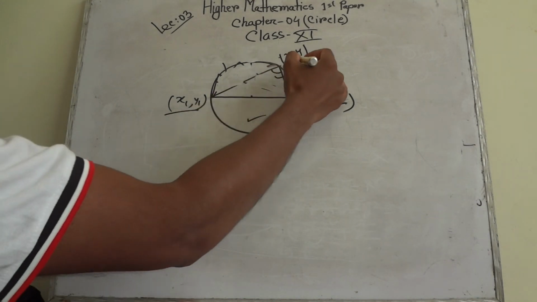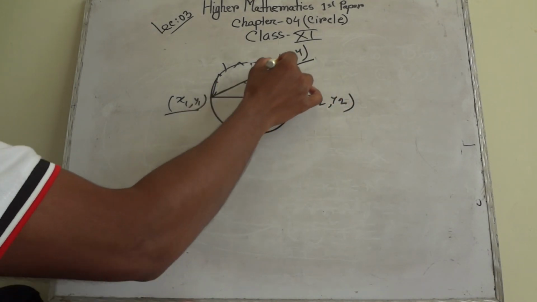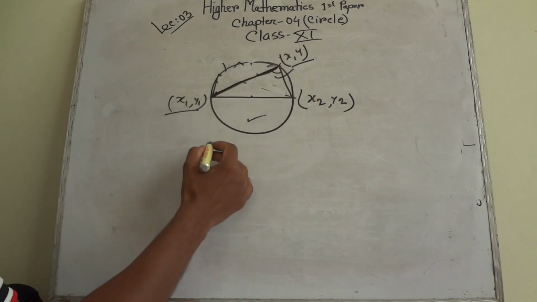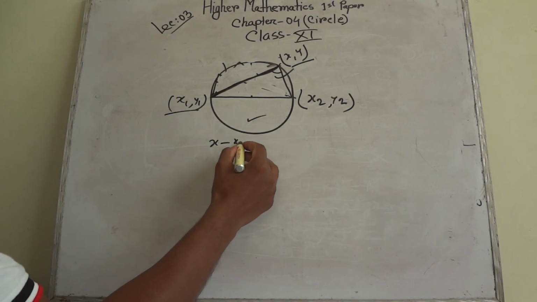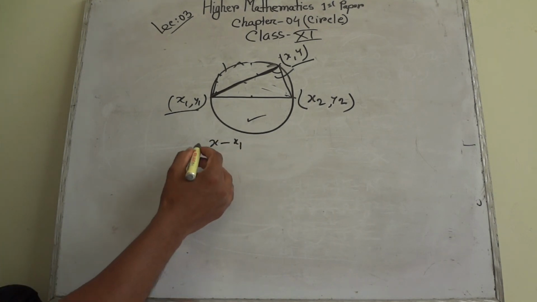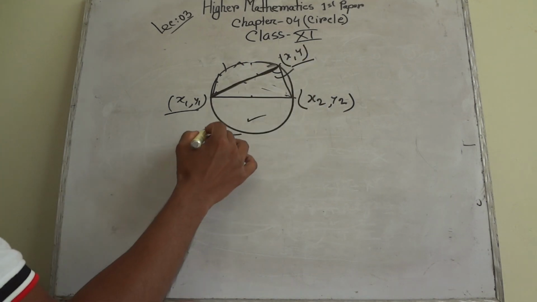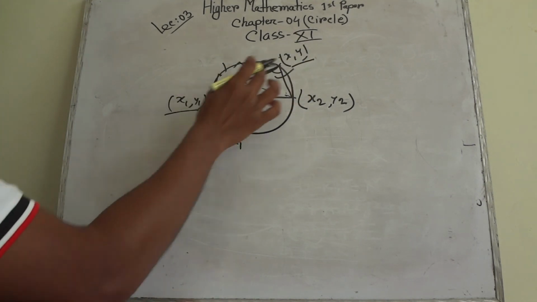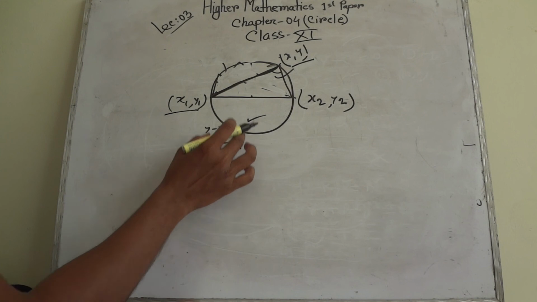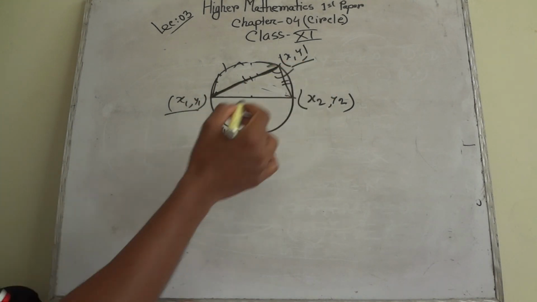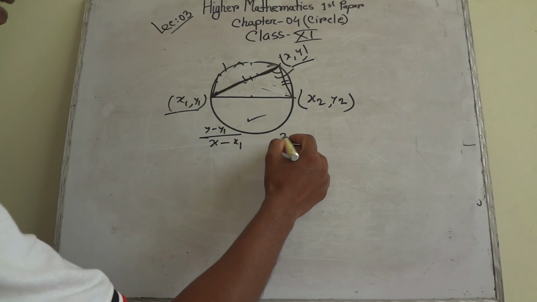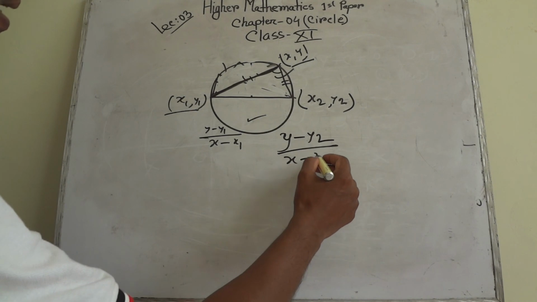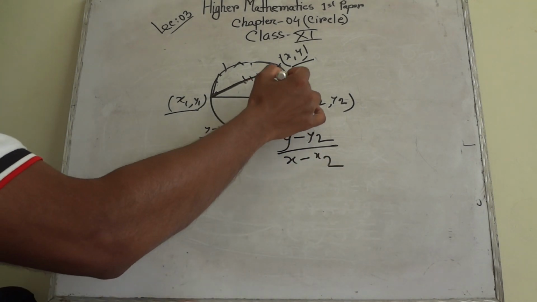Okay, as this and this are given points, the slope of this line will be y minus y1 by x minus x1. That means the difference of this and this divided by the difference of this and this. This is the slope of this line. Also the slope of this line will be y minus y2 by x minus x2. This is the slope of this line.